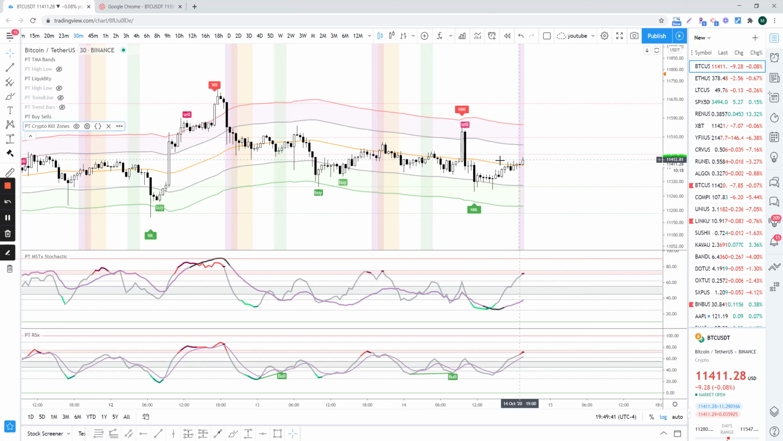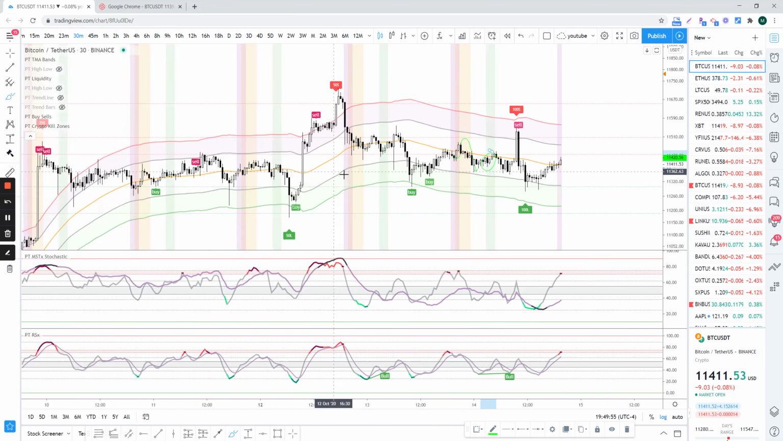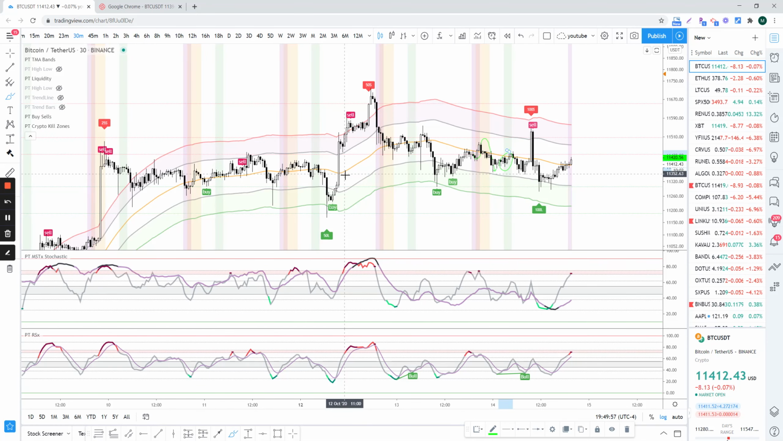Let's see what happens. Usually you're going to see something like this, where you get a pump on the daily and then Asia sells us off. Depending on what London does at nighttime when you open up will indicate what New York's going to do in the morning. So it's a good way to understand behavior.